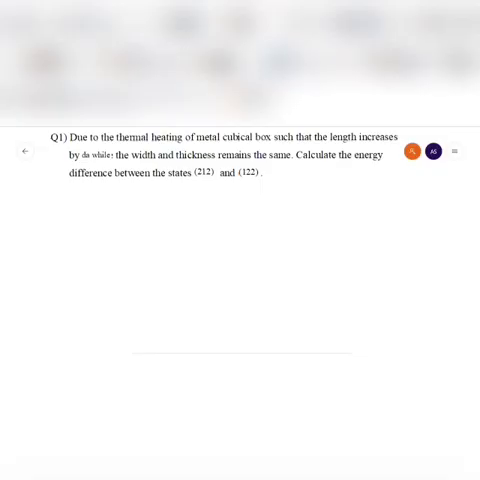Question number 1. Due to the thermal heating of a metal cubical box, the length is increased by dA while the width and thickness remain the same. Calculate the energy difference between the two states.